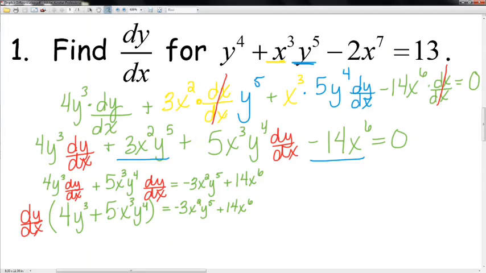And so now that I have my parentheses, I just want dy/dx by itself. So I'm going to divide by what's in the parentheses. So divide by 4y to the third plus 5x to the third y to the fourth. And I'm going to divide out on the other side.